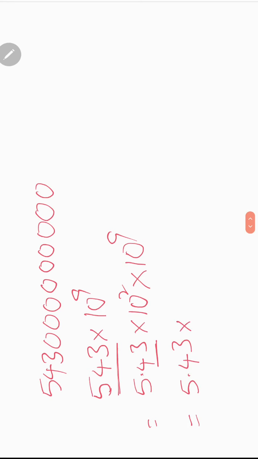Here the bases are equal, so the powers must be added. We have learned this as a law: a to the power m into a to the power n is equal to a to the power m plus n. We add the powers, so this is the use of exponents. Finally this is the standard form. This is how usual form is converted into standard form.